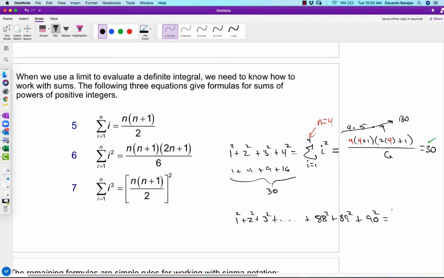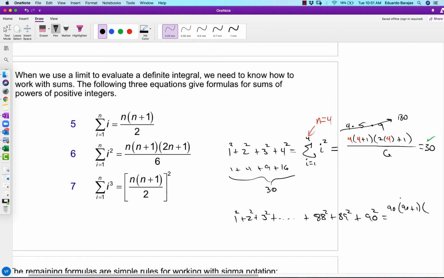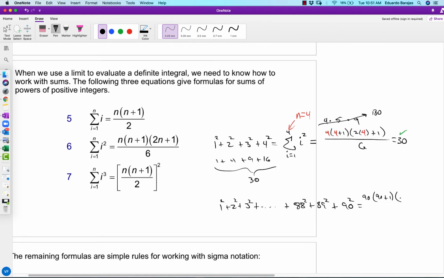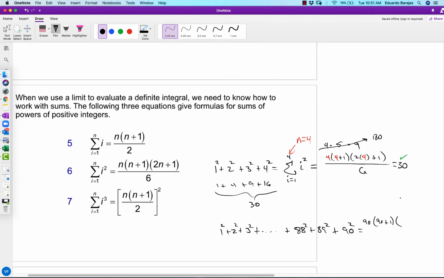I can just say, oh, well, that whole thing is just going to be equal to 90 times 91, so 90 plus 1, times 2 times 90 plus 1, which is 181, and then all of that divided by 6. So that would be 90 times 91 times 181. Okay, kind of a big multiplication, and then all that gets divided by 6. But clearly much easier than doing it this way.